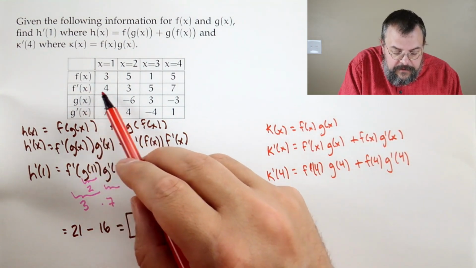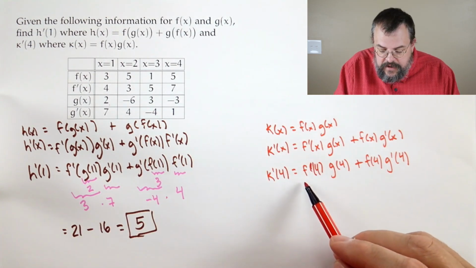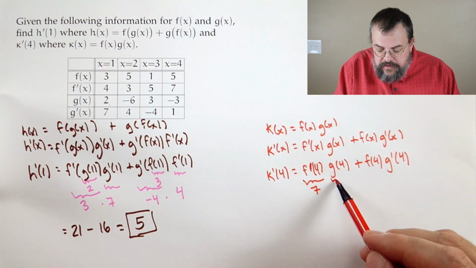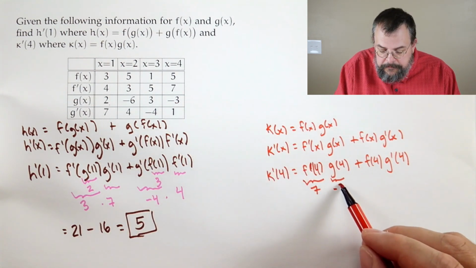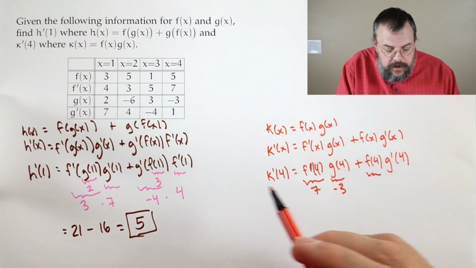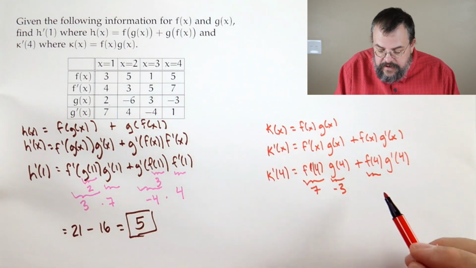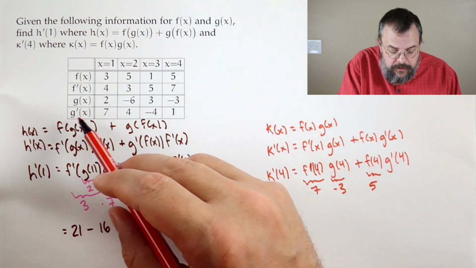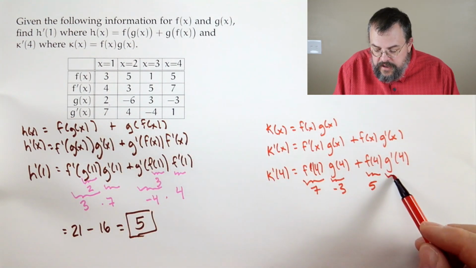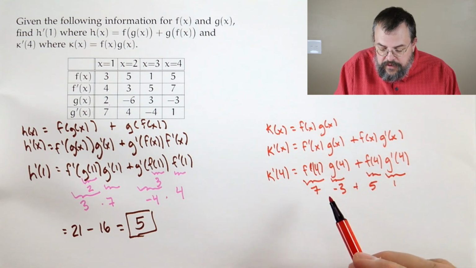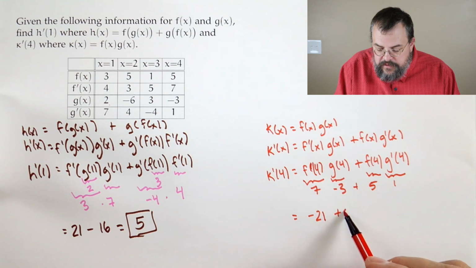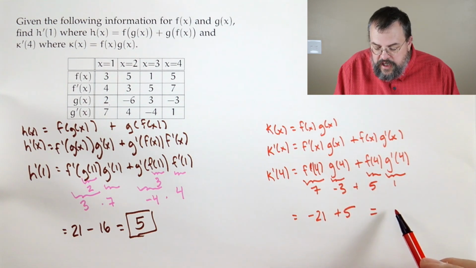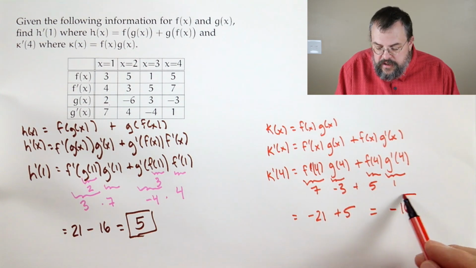F prime at 4, 7. G at 4, negative 3. F at 4, 5. G prime at 4, 1. So we have 7 times negative 3, which is negative 21. 5 times 1, which is 5. And if we put those together, we get negative 16.